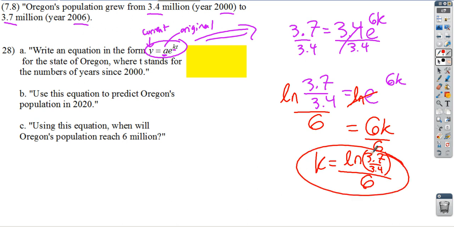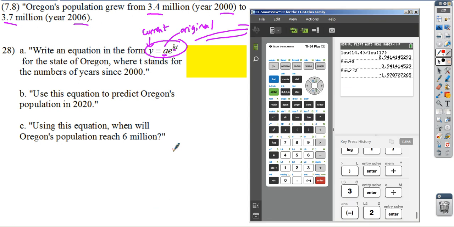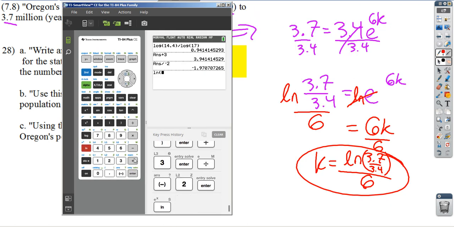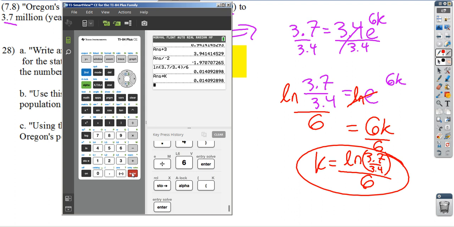So k equals whatever that is, and let's find out what that is right now, and then we'll write the equation. So the natural log of 3.7 divided by 3.4, and then we divide that by 6, and we'll store this value. That's the rate of growth. So STO alpha, we'll store that as k. So 1.4% growth per year. So 0.014, let's call it.